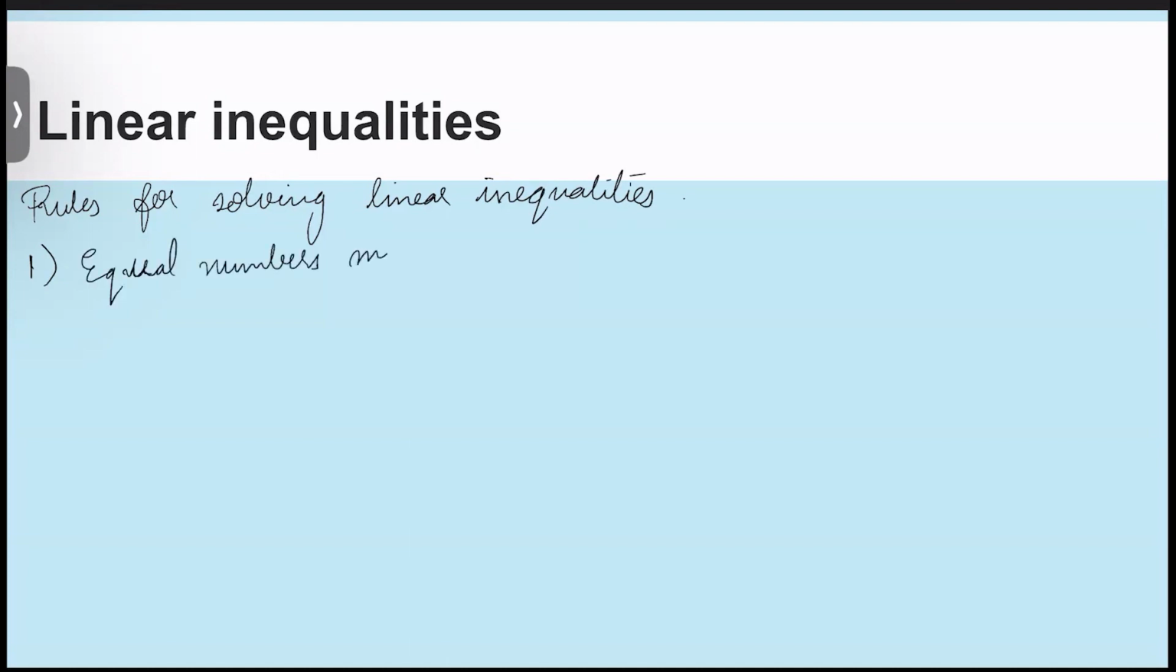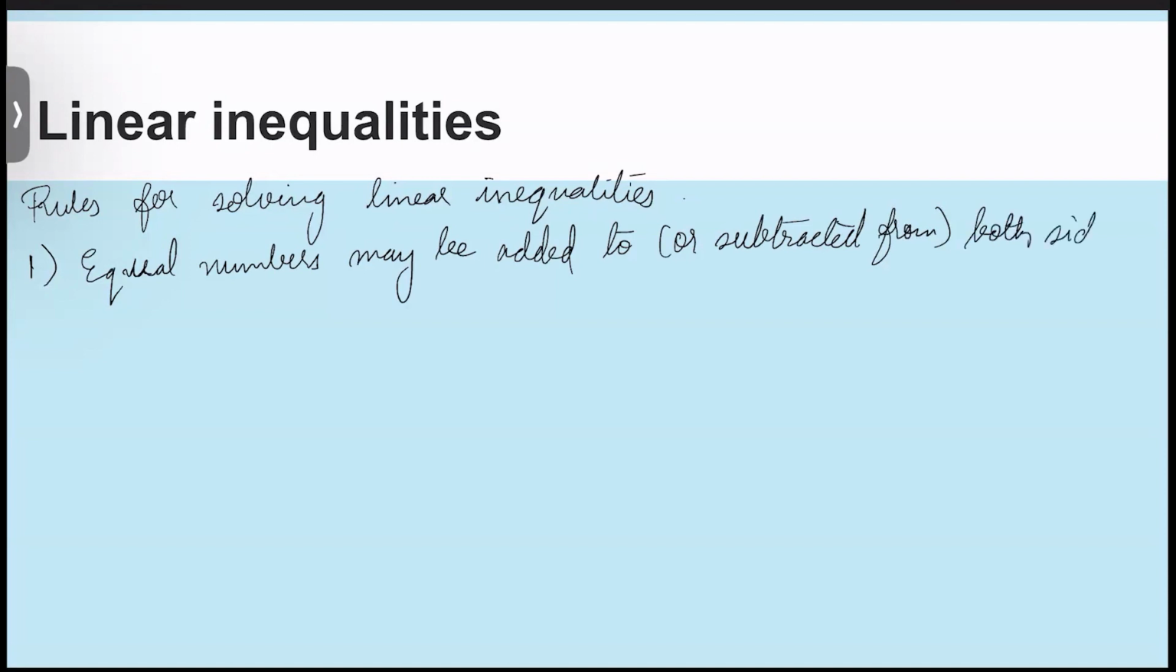Equal numbers may be added to or subtracted from both sides of the linear inequality.